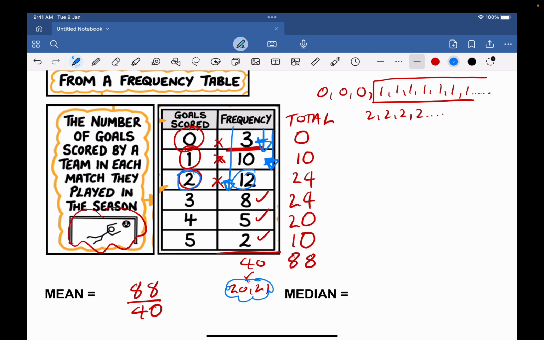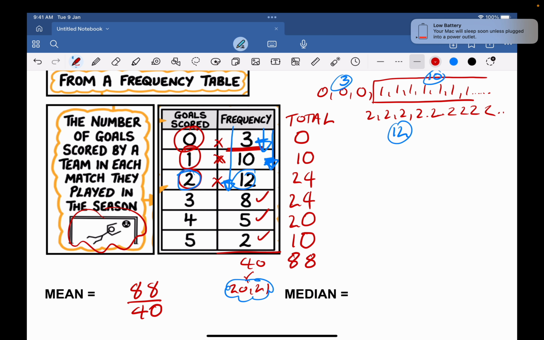Yeah. Up here, another way of visualizing it would be there'd be 3 zeros, there'd be another 10 ones, there'd be another 12 twos. So already up here, if we wrote them out as a list, we'd already have 3 of these, 10 of these, and 12 of these, right? We've already got 3, 13, 25. So these 2s would eventually run out, and we'd already have 25 data points. Now we only need to get the 20th and the 21st data point, so we definitely know 2 would be the median. So 2 is the median for this one, right?